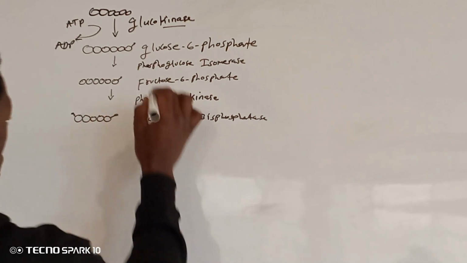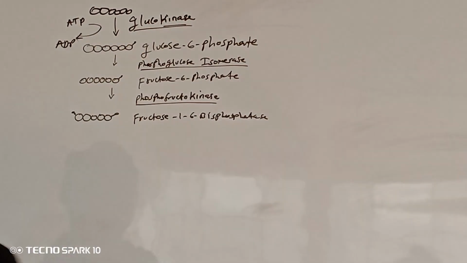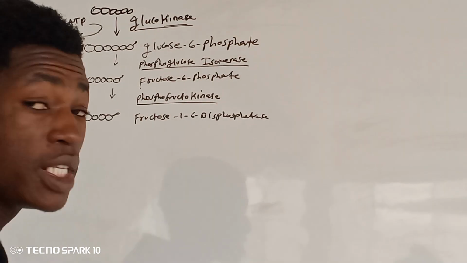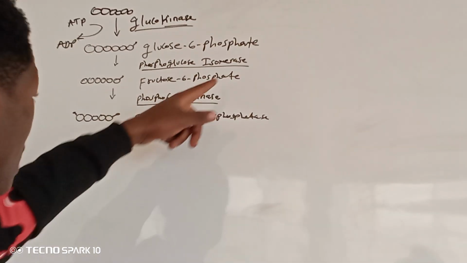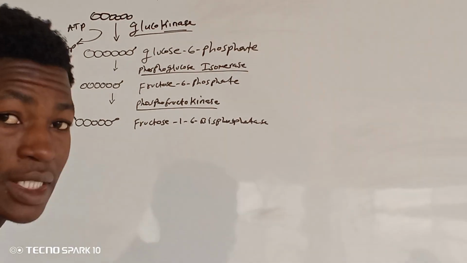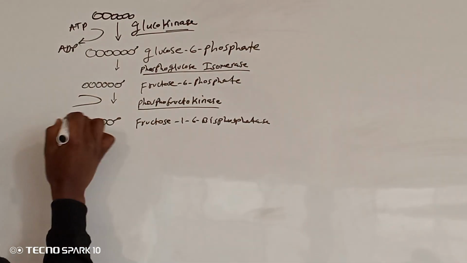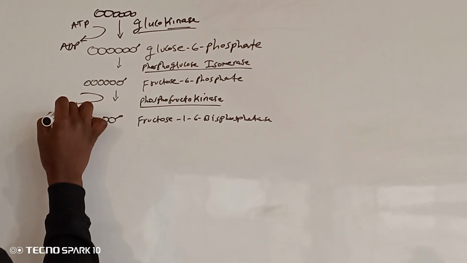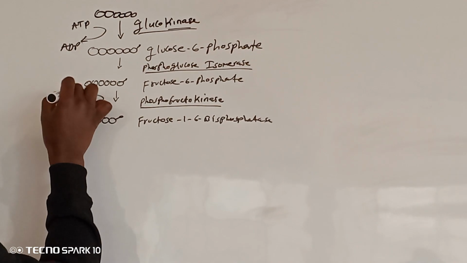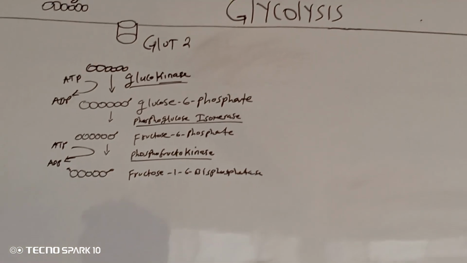This is another enzyme. It's a kinase, so it's going to phosphorylate. It's going to add a phosphate group onto fructose 6-phosphate to give us fructose 1,6-bisphosphate. Now, we're going to get that phosphate group from ATP to give us ADP.